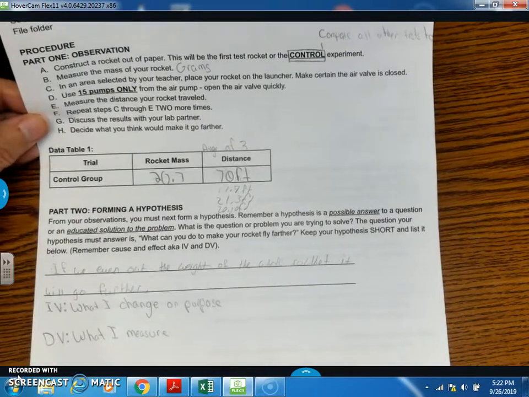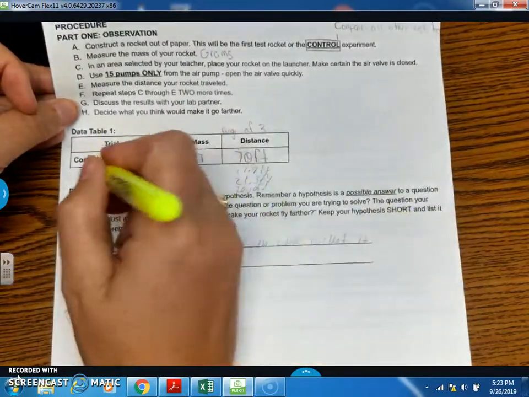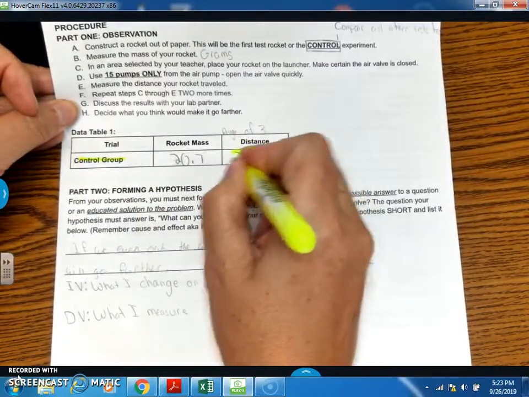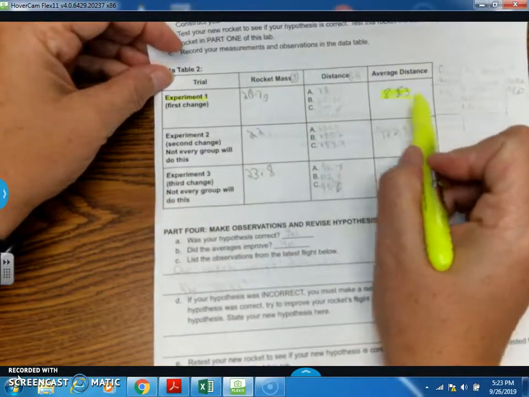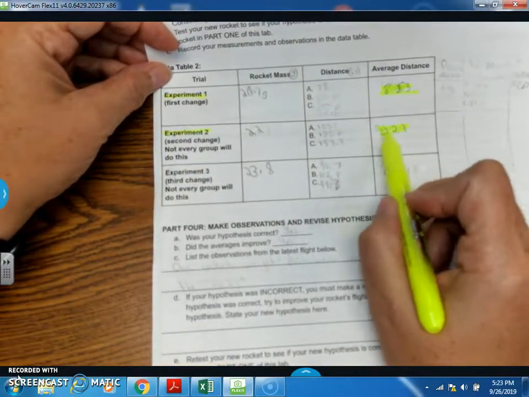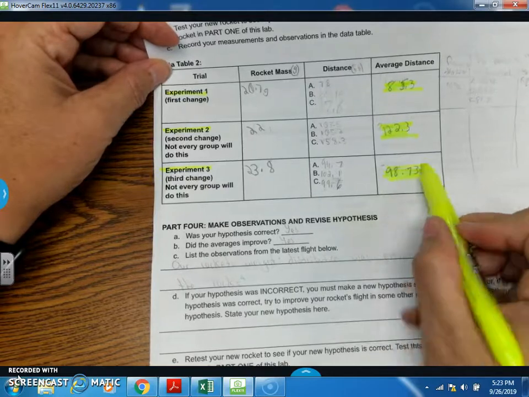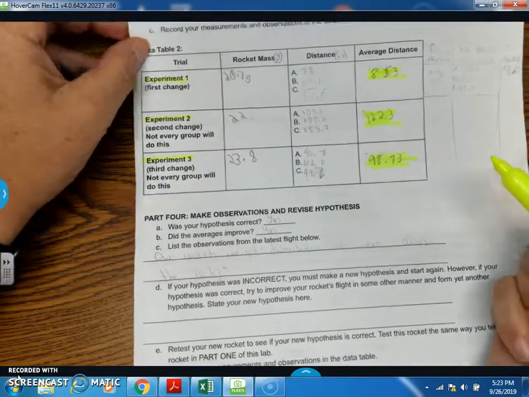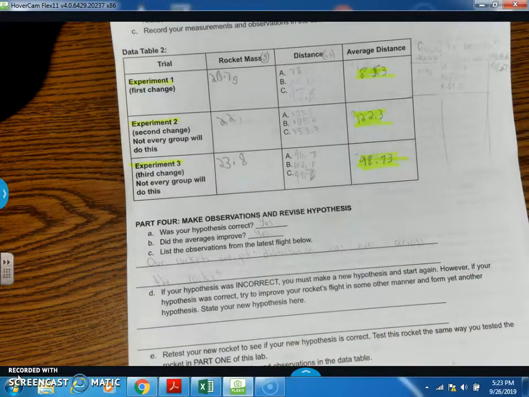You have a few numbers that you're going to be using from your rocket launchers. You're going to need to know your control group was 70 feet. Your first experiment, everybody should have had a second experiment. If you had a third or more experiments, include that on your graph. And if you wrote down your final launch that we did outside, which you were supposed to do, even though it's not an average, I want you to include that as well.